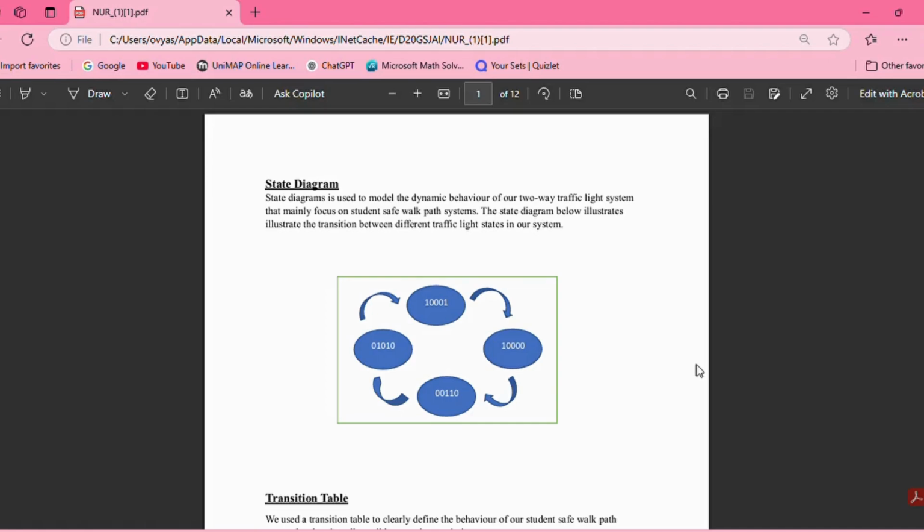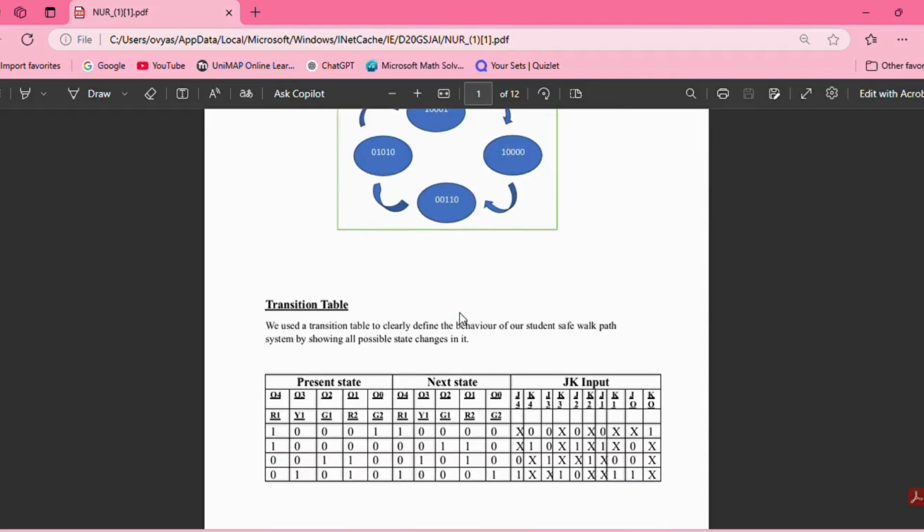And as you can see, the very first state shows 10001. This state represents the red light for vehicles and the green light for students. These two will be on high, which will make the lights appear.